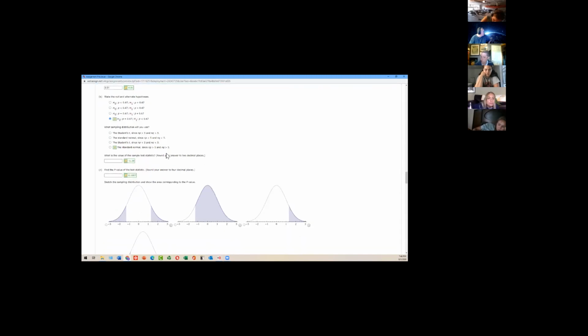What's the significance level? Well, wasn't the significance level 1%? So that's where that went. So you would type in 0.01. Agreed? State the null and alternate. Wasn't that my null and alternate that I had on the paper? What sampling distribution do we use?